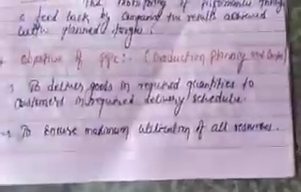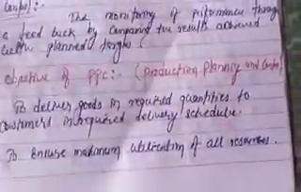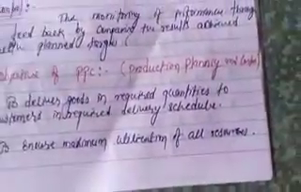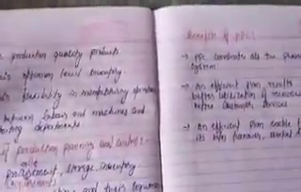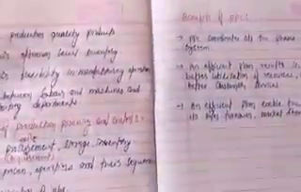We want to decide the maximum output, maximum utilization and maximum efficiency for a particular machining operation. And third, to ensure production of quality products. So we want to decide the manufacturing system to ensure production of quality products.